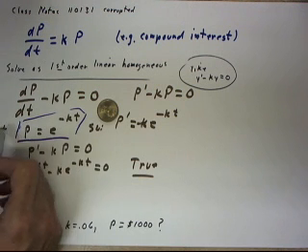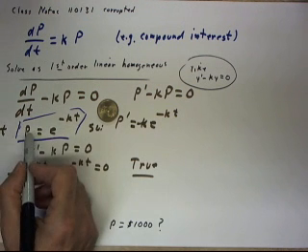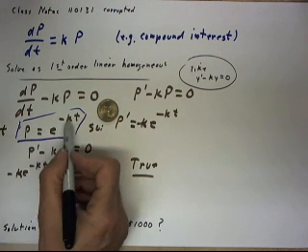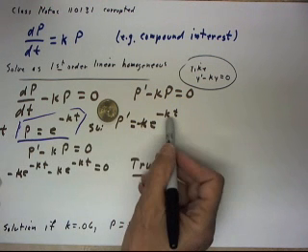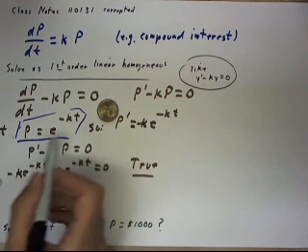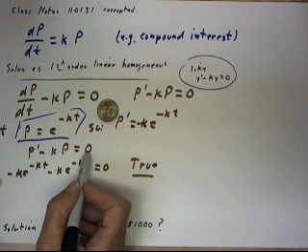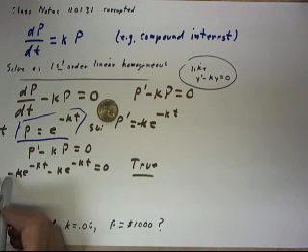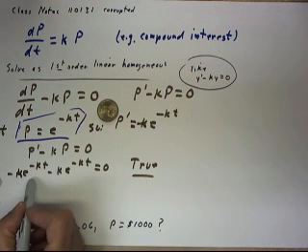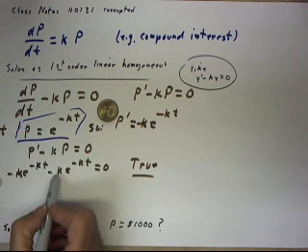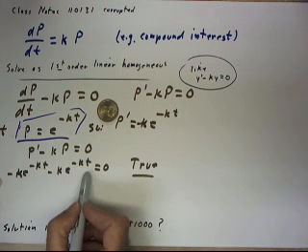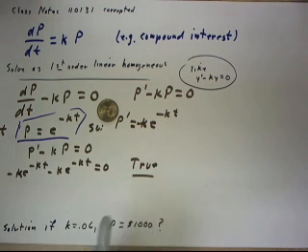In any case, we solve this problem by first letting P equal e to the negative kt, so that P prime is negative k e to the negative kt. And our equation P prime minus kP equals 0 becomes negative k e to the negative kt minus k e to the negative kt equals 0, and this is true. Now this is not the general solution.